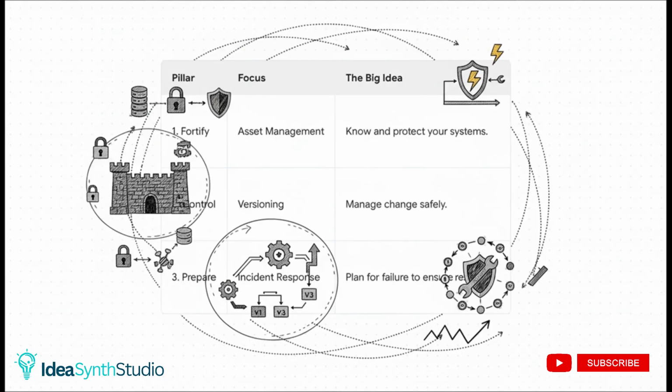Pillar 1, Fortify, is all about asset management, knowing and protecting your stuff. Pillar 2, Control, is about versioning, managing change safely, and Pillar 3, Prepare, is about incident response, planning for failure so you can bounce back. Together, they create a really powerful, holistic approach to security.